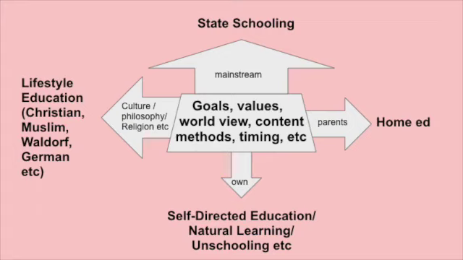And then pointing down towards the bottom, that's where we get self-directed education, natural learning and unschooling. And that is an approach that is shaped by the learner's own goals, values, worldview, content, methods, and timing. And this is where, in a family that is using this approach, you can see completely different educational paths for each child in the family.